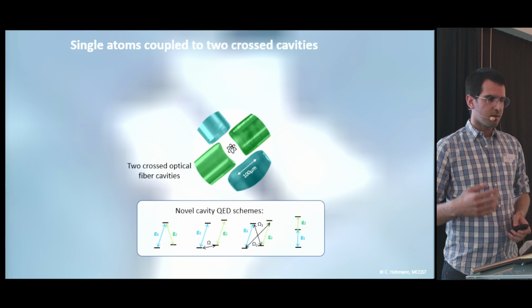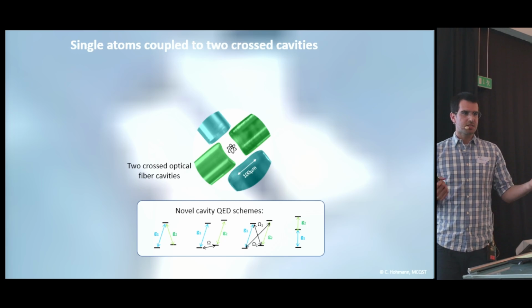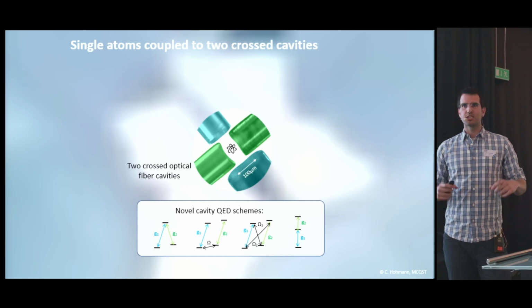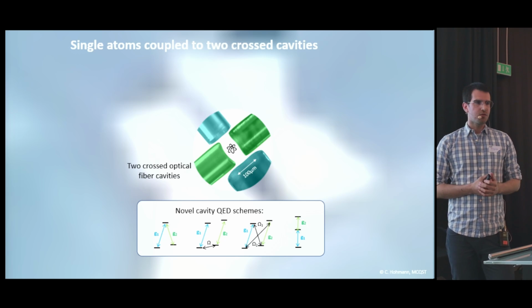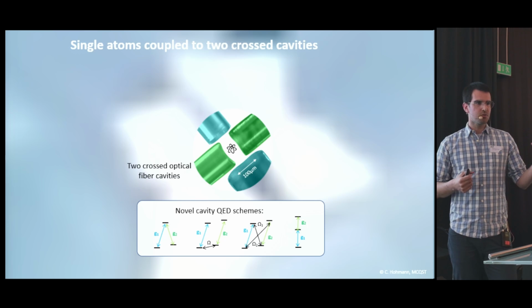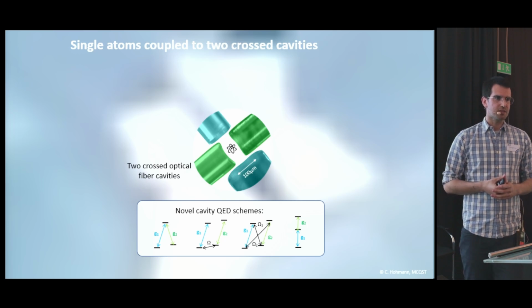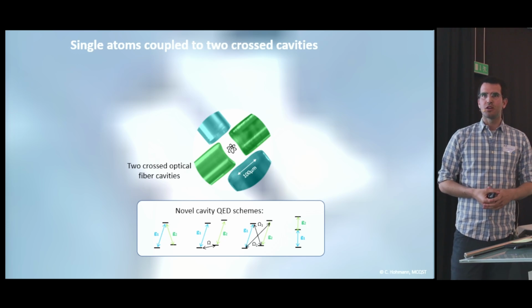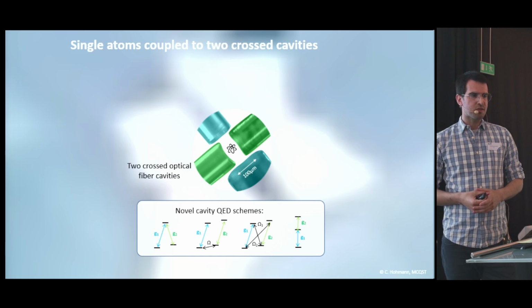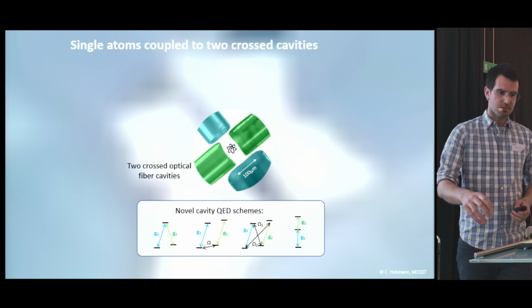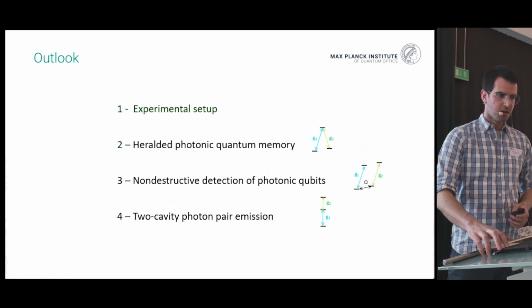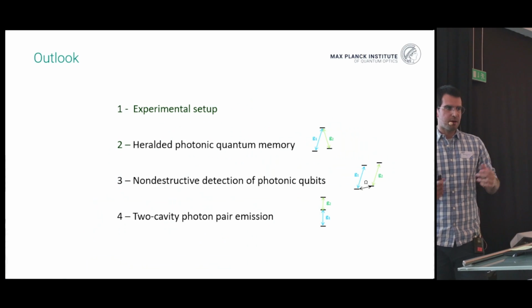Our motivation is to use this system to explore schemes in which two different transitions of our atoms, which are rubidium atoms, are coupled to each of the two cavities, and to use these schemes for tasks in quantum information. So that's what I will be talking about today.